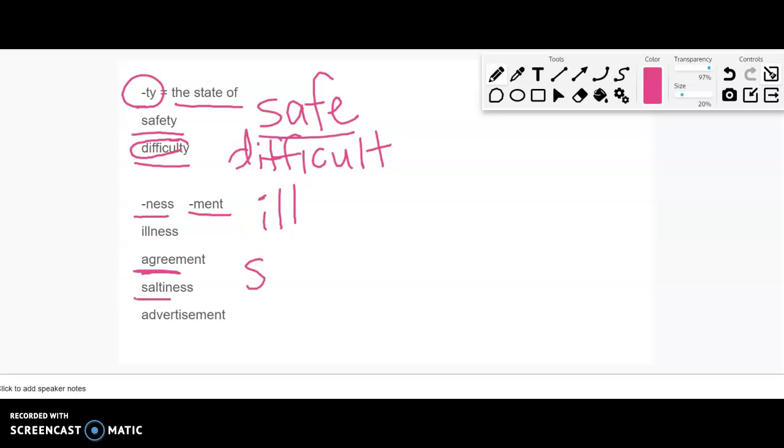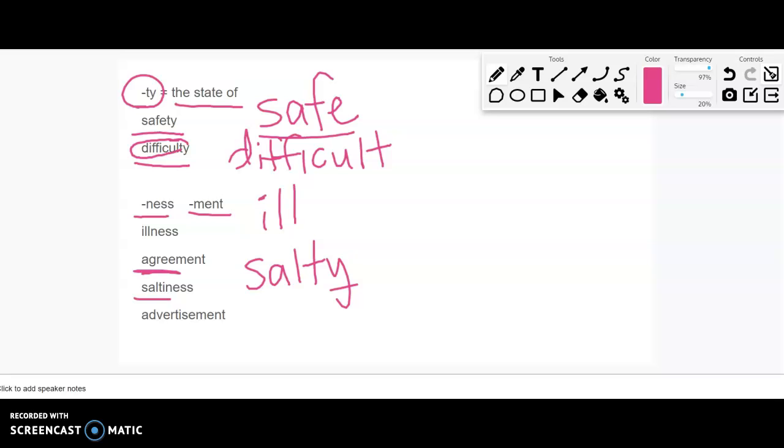Saltiness. This is interesting because we started with the word salty, which ended in a Y. The Y did change to an I when we added a suffix. Usually if a word ends in a Y and we're adding a suffix, it changes to an I. So, salty, adjective, I could describe food as salty. If I change it to a noun and I say saltiness, it's like the food has saltiness. All right? Or if you're feeling salty as a person, you have saltiness.